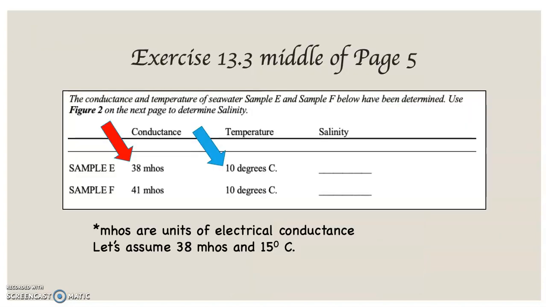Now look, you can see that, for example, with sample E, it's 38 mhos and 10 degrees Celsius. That's the conductance and the temperature. Mhos are units of electrical conductance. That's all that is. Let's assume 38 mhos, so very much like sample E, but 15 degrees Celsius. So this is our sample of water, okay? So let's see what the salinity is going to be. So we run electricity through it, 38 mhos go through, and the temperature is 15 degrees Celsius. If we plot this on the graph, that will tell us the salinity. And remember, you can read more about this in the lab, and you should.